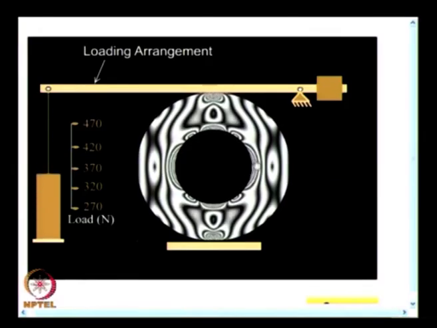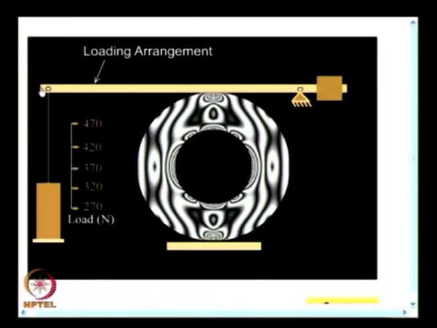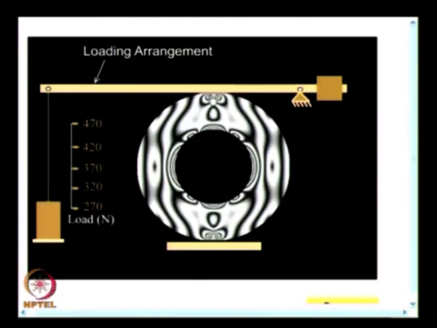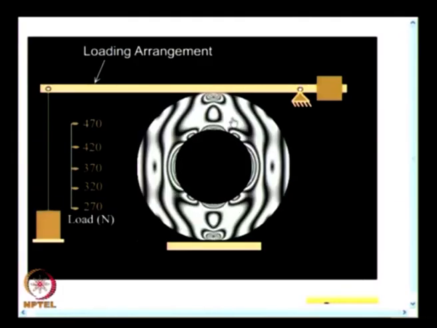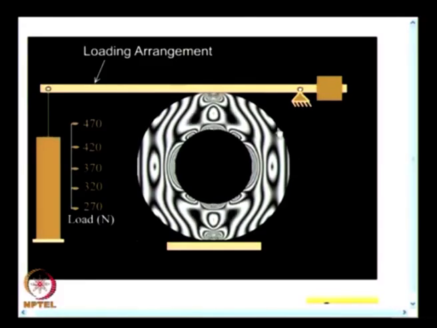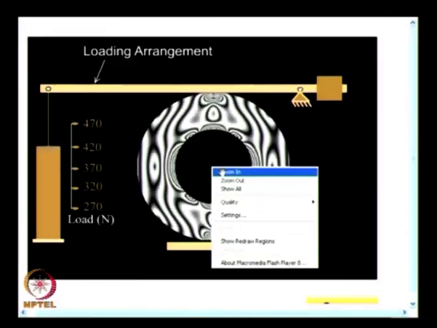What is shown here is a conventional loading arrangement of lever arm loading, and in this the load is changed. Essentially, the load is increased and fringes form and then move out. The inner surface of the ring is a free surface, as well as the outer ring except the load application points. And what you find here is that the fringe field is very complex.